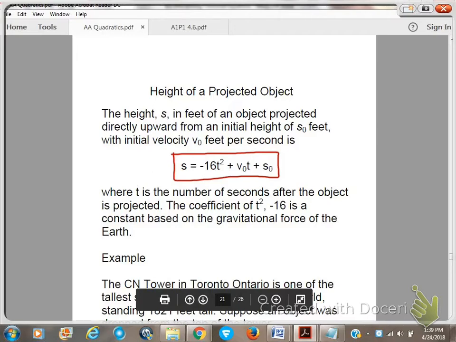Now, how many different variables do we have in that equation? 2, 3. Closer. 4. Technically 4, okay? You have S, T, V naught, and S naught. You always need to know what all of these variables stand for, okay? So take a moment, read it to yourself.